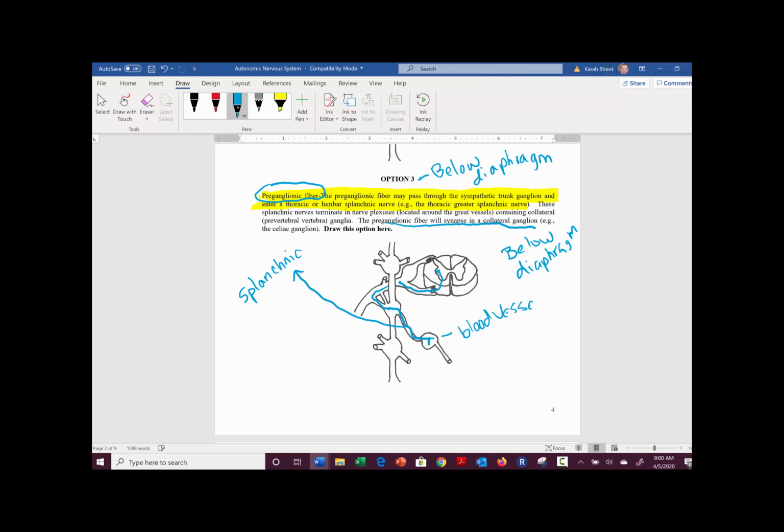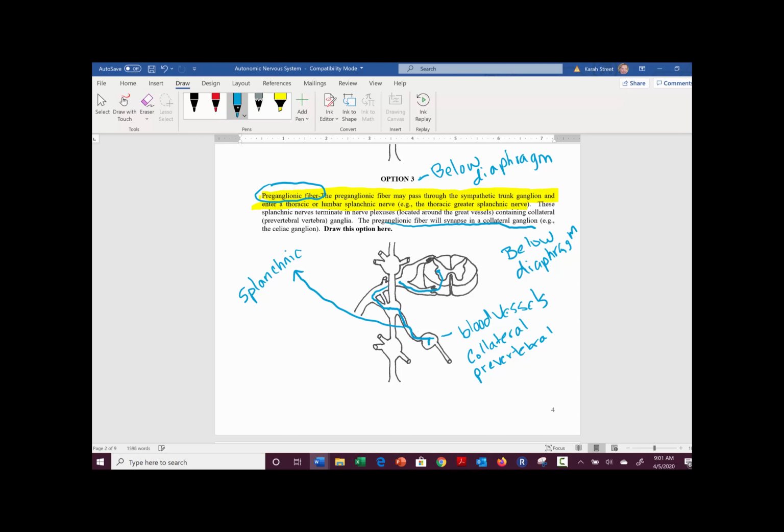And of course, in anatomy, it seems like there are multiple names for everything, right? That's our joke. So those ganglia are called collateral, or they're also called prevertebral ganglia.